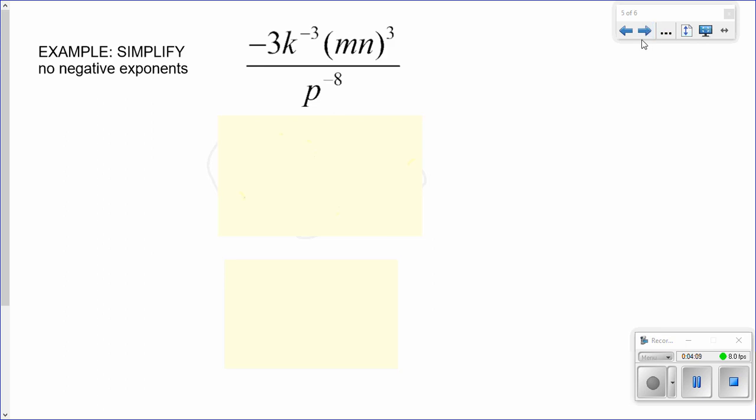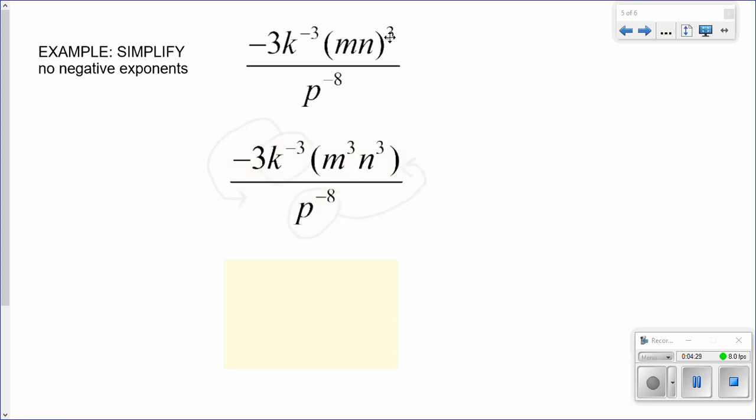Here's another example. This is a lot more complicated because we've got power of product. We've got negative exponents in both of them in the wrong place. We've got a negative coefficient here. And then they don't want any negative exponents in this problem. So, let's see what I did first.